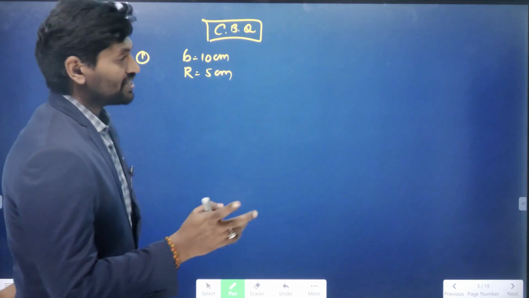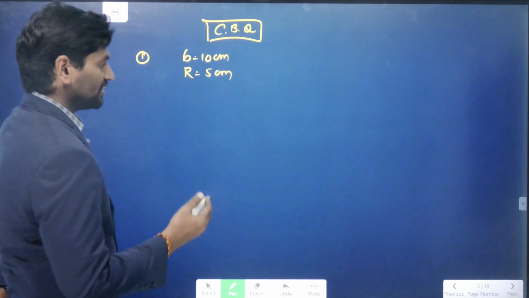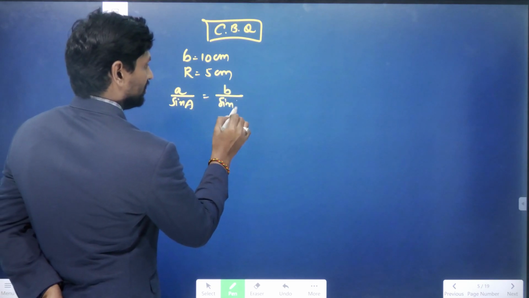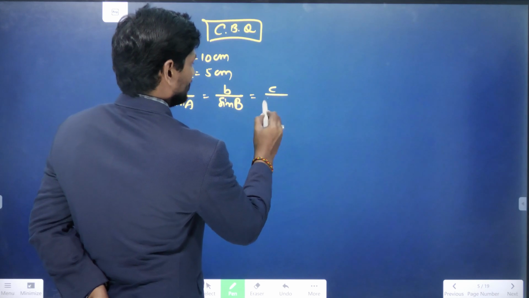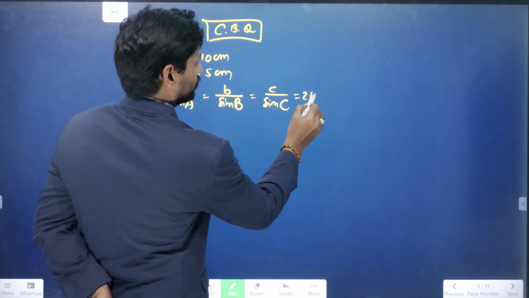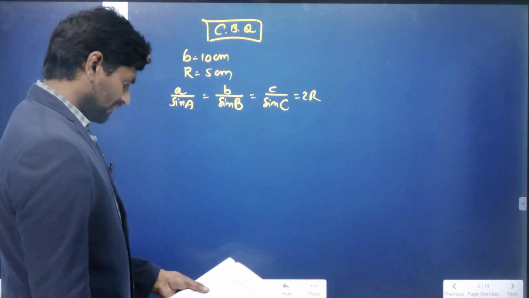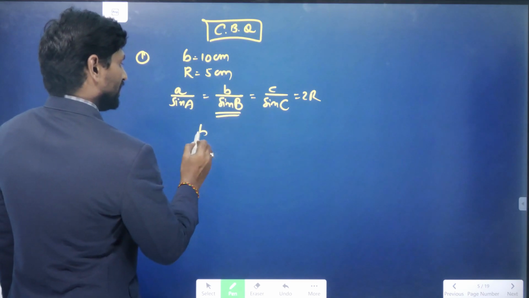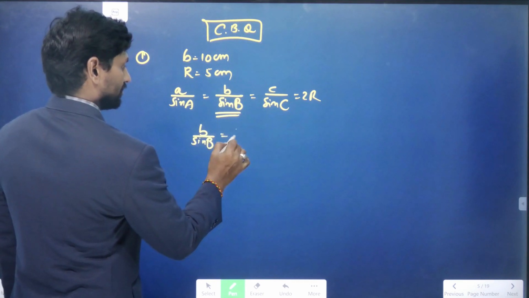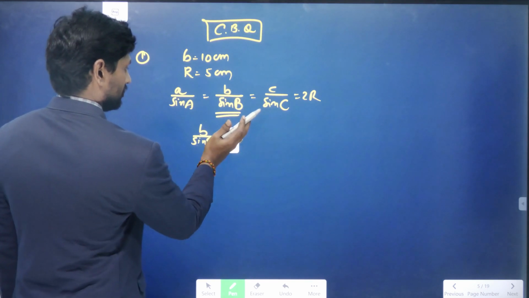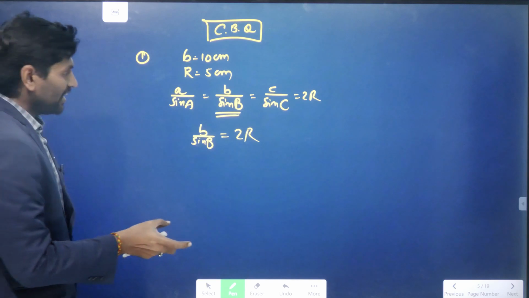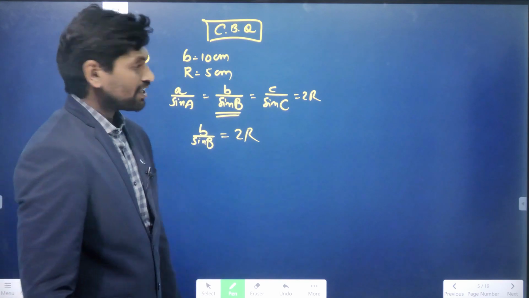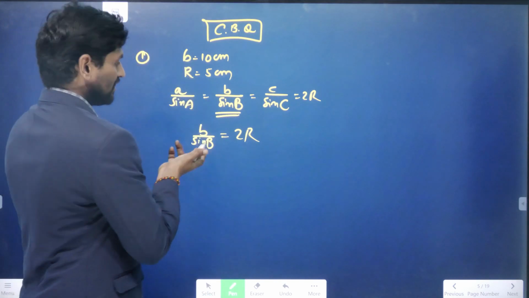I am using the sine rule because I can identify the R value in it. What is the sine rule? a by sin A equals b by sin B equals c by sin C equals 2R. Now, what we have to find is capital B, so I am taking b by sin B equals 2R. Because the b value is given, that's why I am using the middle one.